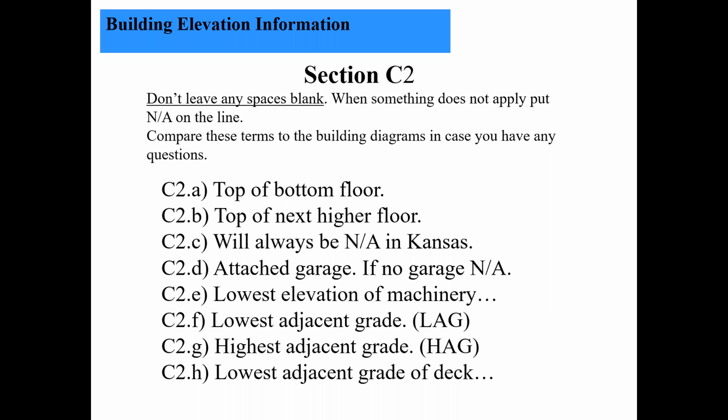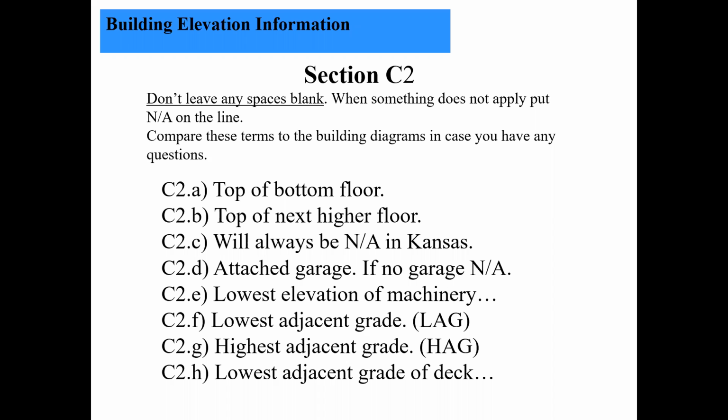So section C2, we have A through H on this part. None of the spaces should be left blank. If it doesn't apply, we should have NA written on the line. And so we definitely want to compare these different items to the building diagram that's in A7. And that way we can verify that the diagram is correct. And obviously this is where we'd be verifying most of the compliance issues. And the building diagrams are in the instructions.